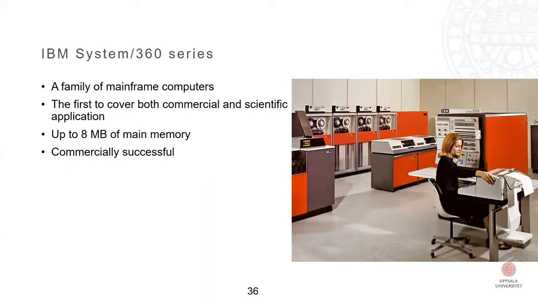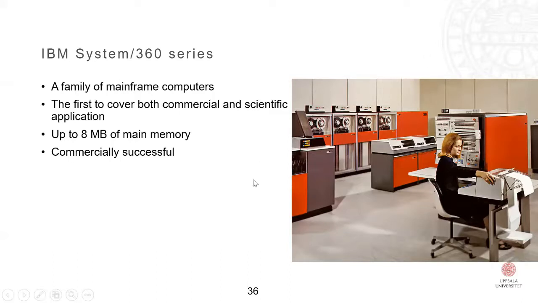This series of computers was the first to cover both commercial and scientific applications, and there were different models in this series, and the best of them had up to 8 megabytes of main memory. We will talk in the next lecture about what a bit and byte are and so on. But nowadays, the main memory is in terms of terabytes; usually megabytes is very small. This series of computers was commercially very successful.